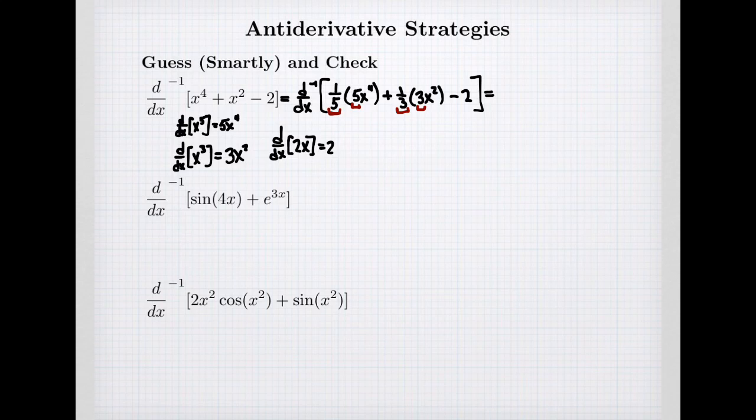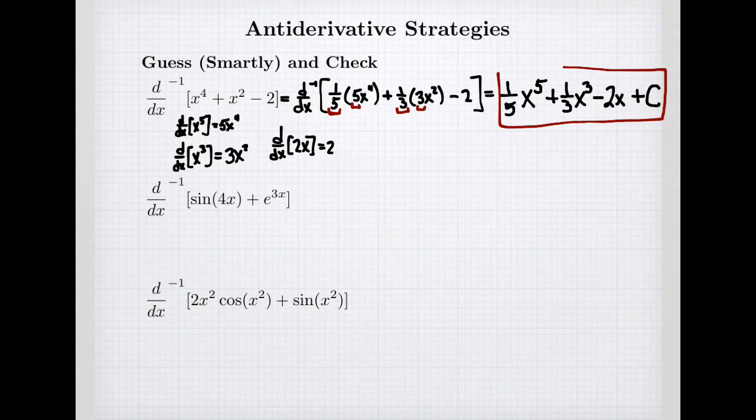So what do I have? I have 1/5 times the derivative of x to the fourth, so the derivative of x to the fifth is going to be 1/5 x to the fifth. And then the second term, I've got 1/3 times the derivative of x cubed, so the second term in the antiderivative is 1/3 x cubed. And the last term was minus 2, so that came from the derivative of subtracting 2x, and there's a whole family of these. Don't forget the plus c.